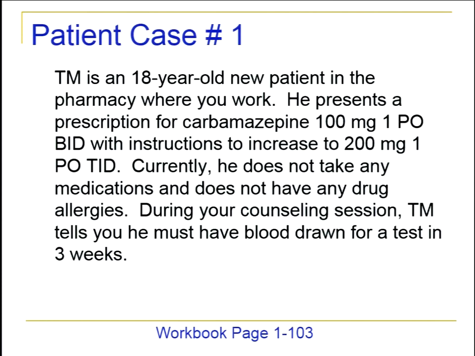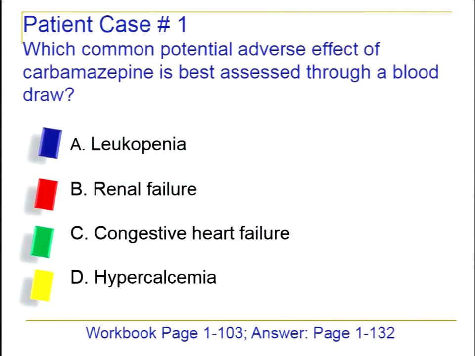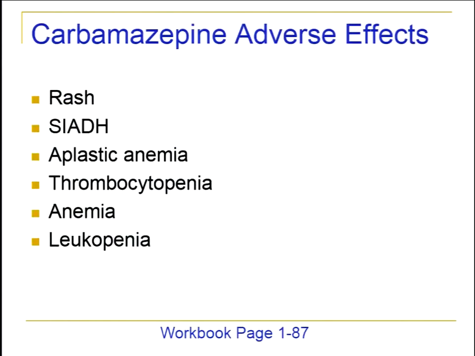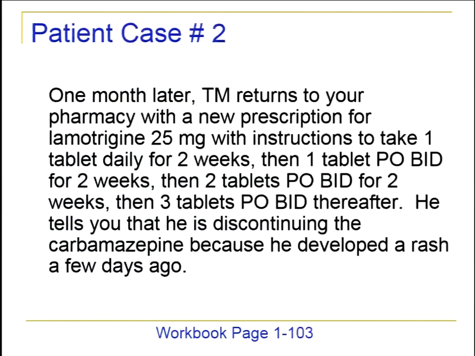During your counseling session, he tells you he has to have blood drawn for a test in 3 weeks. So which common potential adverse effect of carbamazepine is best assessed through a blood draw? Is it leukopenia, renal failure, congestive heart failure, or hypercalcemia? Okay, I'm seeing all blue, and that is correct, leukopenia. So if we look at carbamazepine adverse effects, some common ones are rash, which can be serious, including Stevens-Johnson syndrome, SIADH, aplastic anemia, thrombocytopenia, anemia, and leukopenia, so a lot of blood dyscrasias.